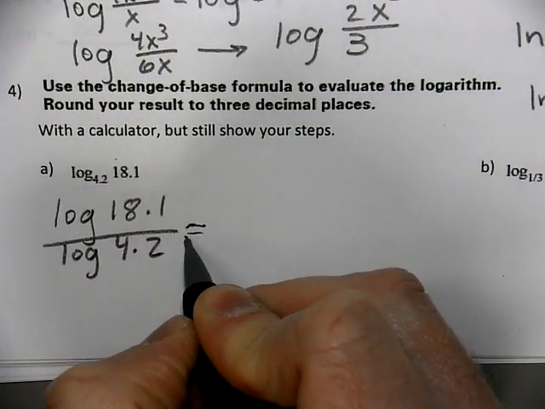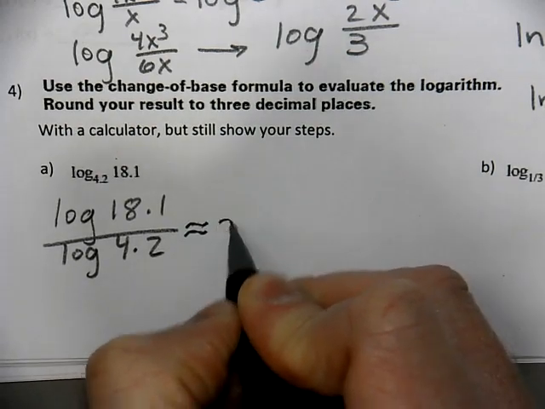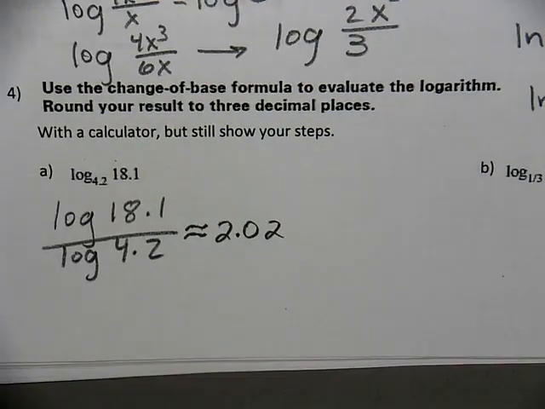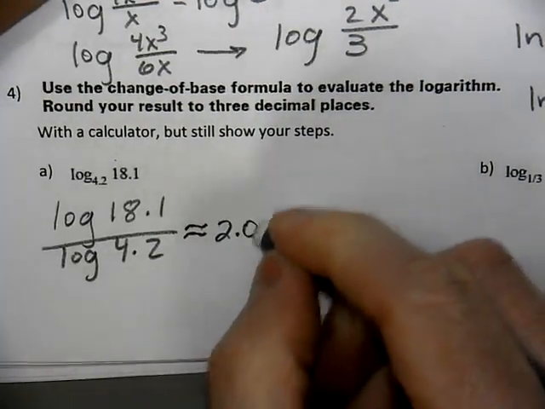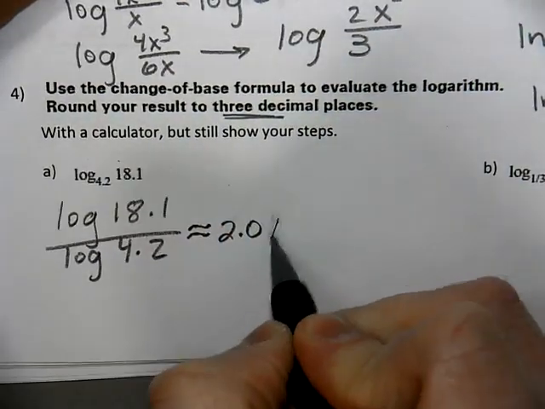This is approximate, better terminology. 2.02. We rounded to the nearest 3 decimal spots actually. Would round that out to 1/8. Following the directions.